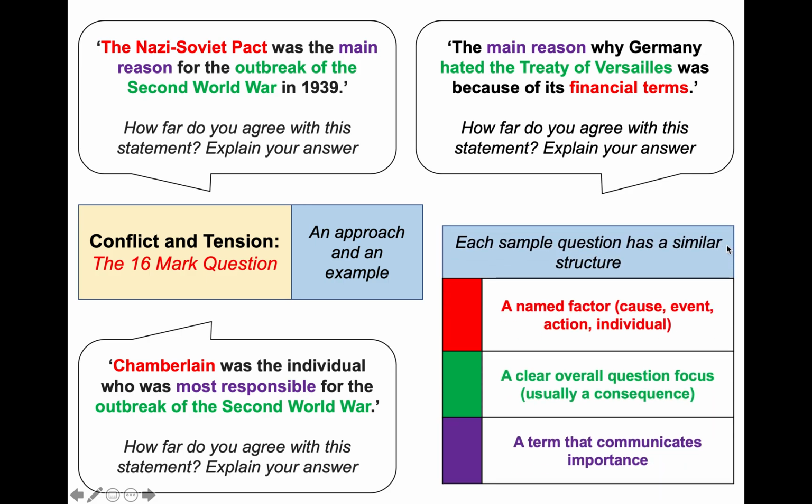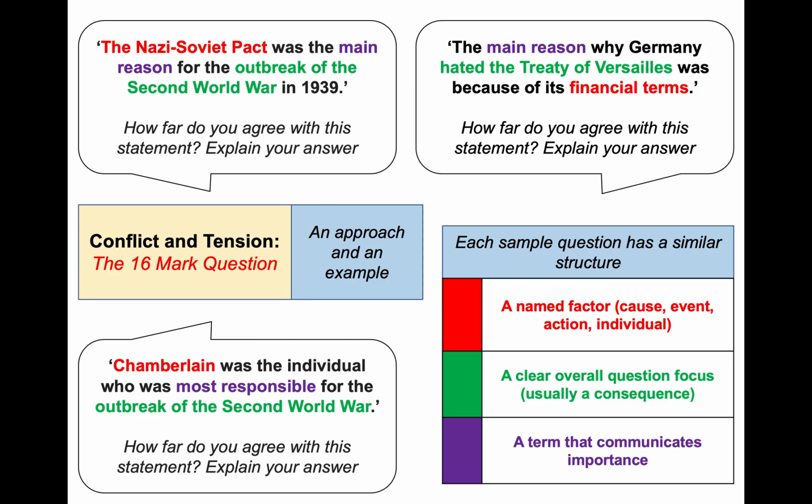Here's a key that shows exactly what we're looking at here. So for every conflict and tension 16-mark question, you'll see there's a named factor, a clear overall question focus. Let's think of this as the kind of bigger picture here, the bigger historical picture, and finally a term that communicates some form of importance.